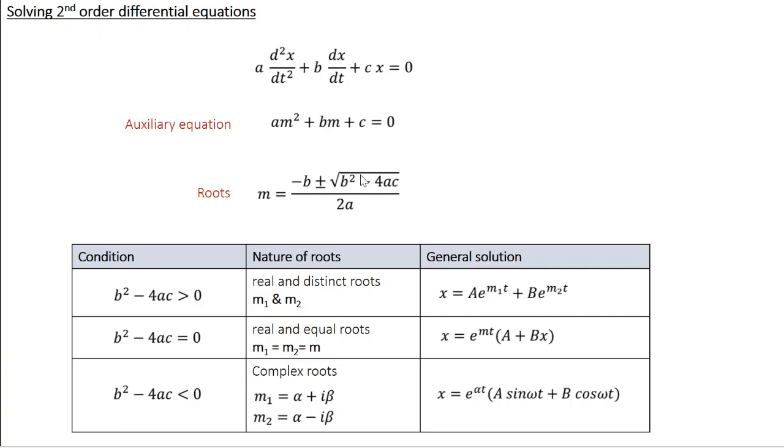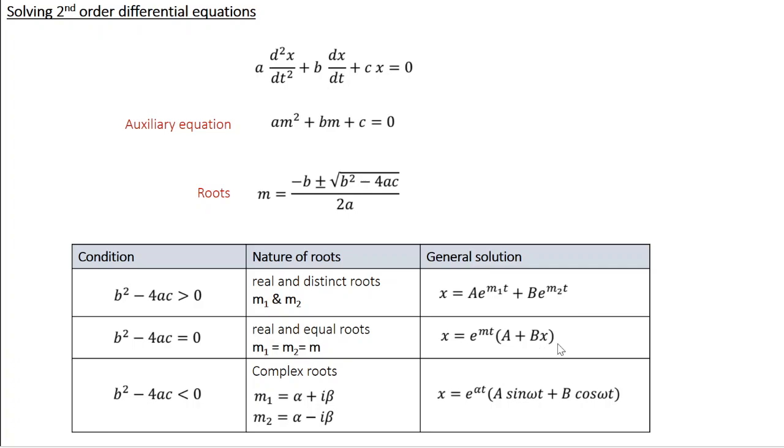The second condition, b squared minus 4ac equal to 0. So consequently I am going to have only a single root m whose value is given by minus b by 2a. So in this case the general solution is x equal to e to the power mt times (a plus bt). So this is a combination of exponential function and a linear function. And if you note these two results, you can see that nowhere are you having an oscillatory behavior. When you have a harmonic oscillator, you expect the solution to behave in an oscillatory manner. But in these two cases, there is no oscillatory behavior.